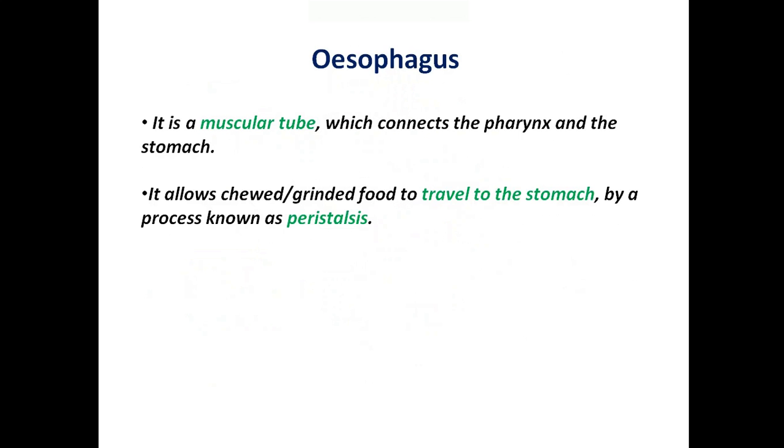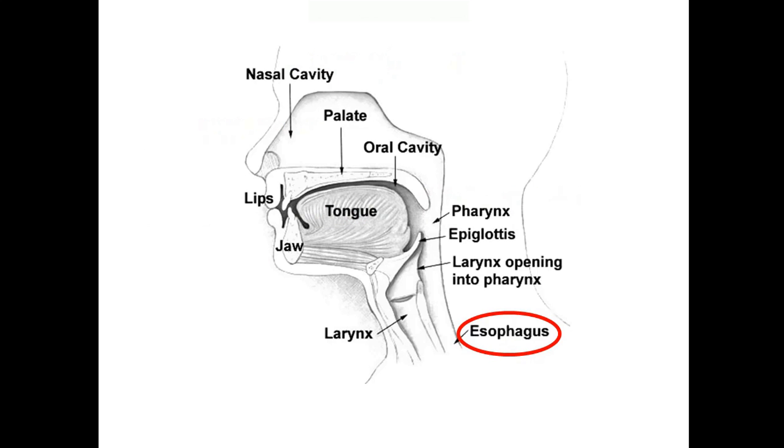Esophagus. It is a muscular tube which connects the pharynx and the stomach. It allows chewed or ground food to travel to the stomach by a process known as peristalsis. Peristalsis will be discussed later in this video. In the same picture, I've encircled the esophagus in red color. If you're surprised by the spelling, esophagus can also be written in that way.